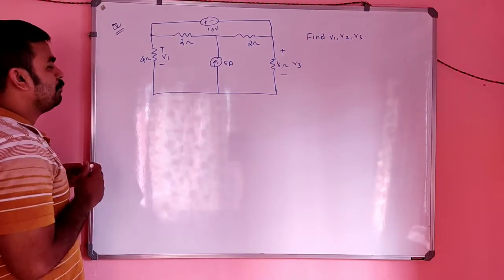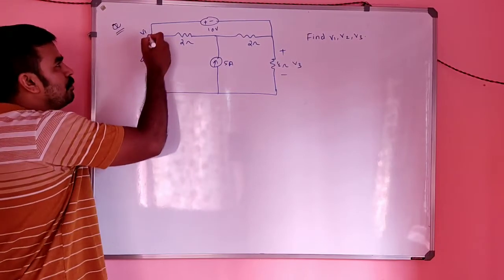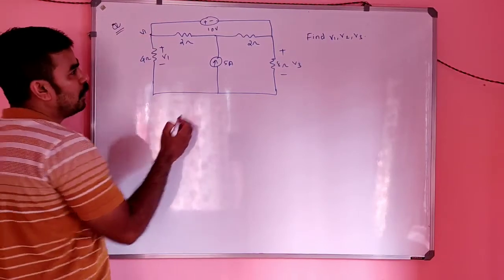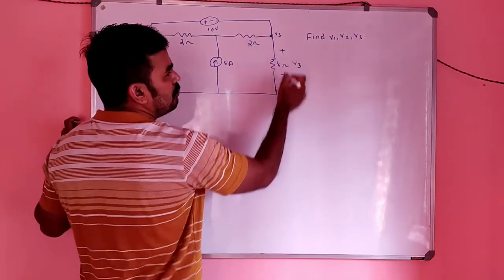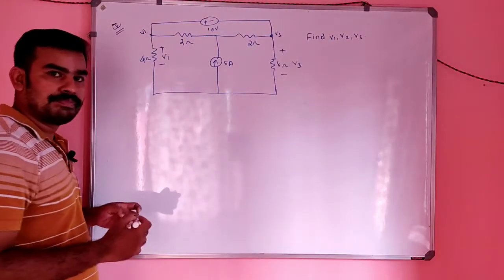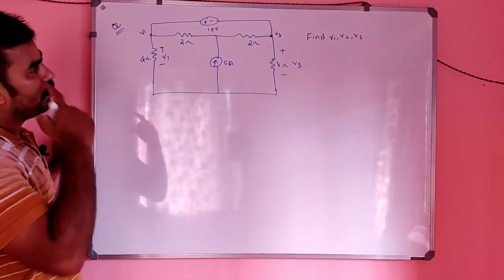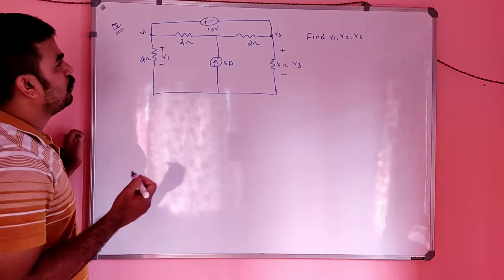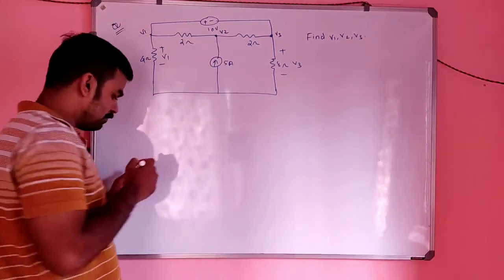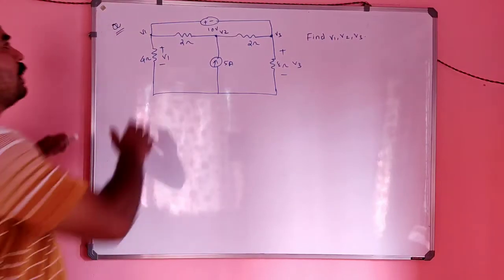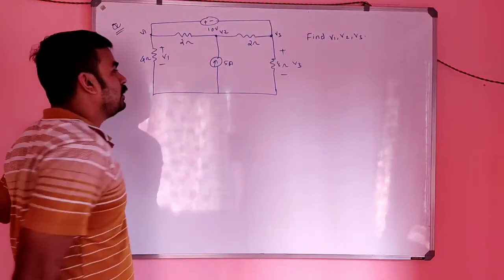Here, this point I can name as V1, no? That is why this is V1. And this point is V3, so across this there will be V3, no? That's why V3. And now suppose this is V2, right? Therefore this is V2. So you have 3 nodes and you named those nodes with voltages V1, V2 and V3.